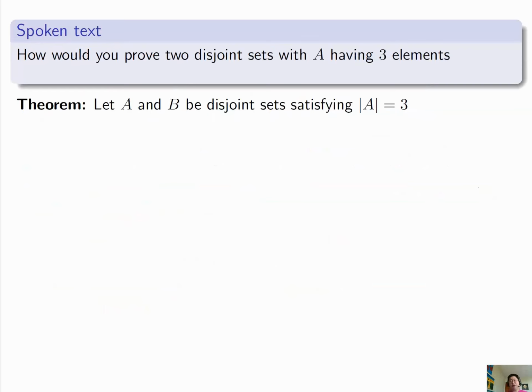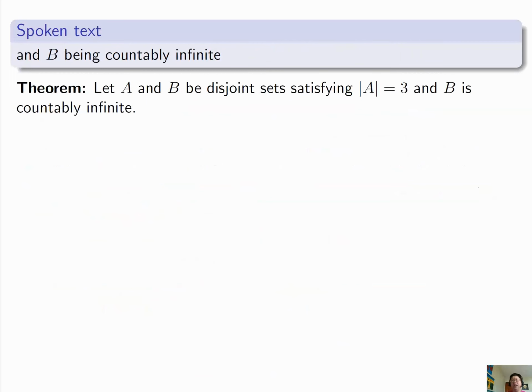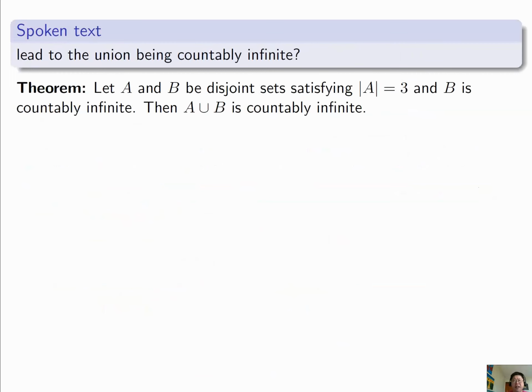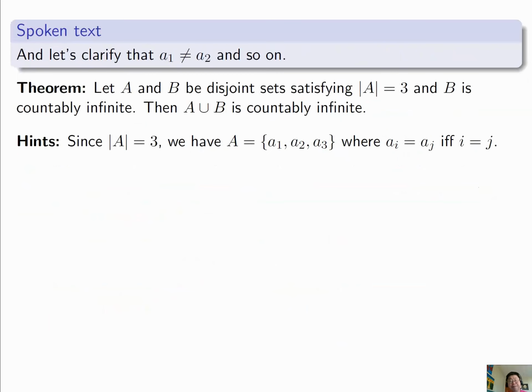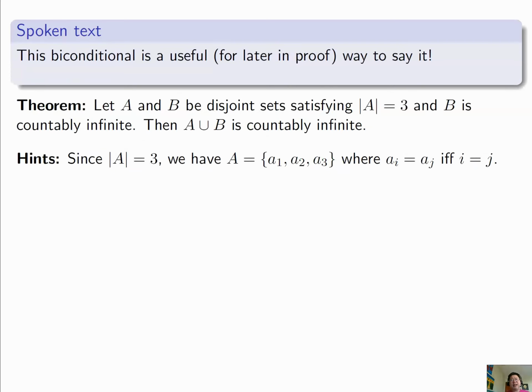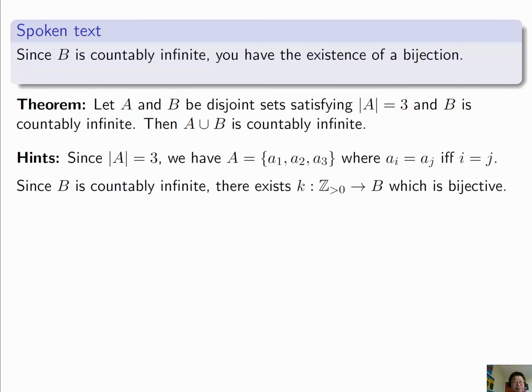How would you prove 2 disjoint sets, with A having 3 elements and B being countably infinite, lead to the union being countably infinite? To start, since A only has 3 elements, let's call them A sub 1, A sub 2, and A sub 3. And let's clarify that A sub 1 is not equal to A sub 2, and so on. This biconditional is a useful way to say it for later in the proof.